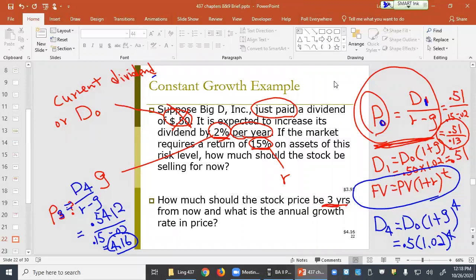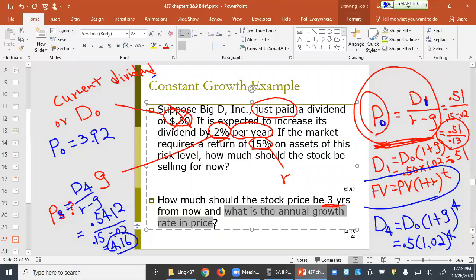So our calculation tells us that you can buy the stock right now, okay? You can buy the stock right now. We calculated P0, right? In the first part of this slide, it was $3.92. And now we'll have to solve for P3, stock price at the end of year 3, which equals $4.16. So now we're asked to find out how much the stock price should be, and what is the annual growth rate in price?